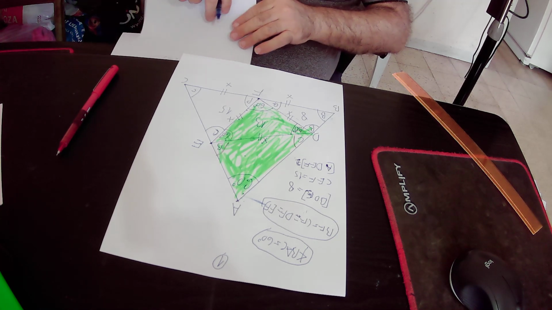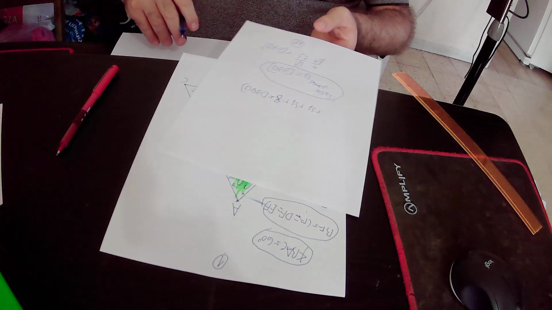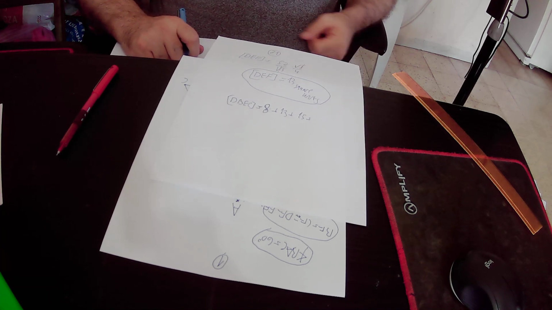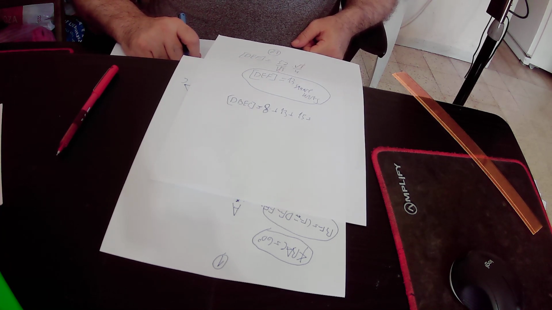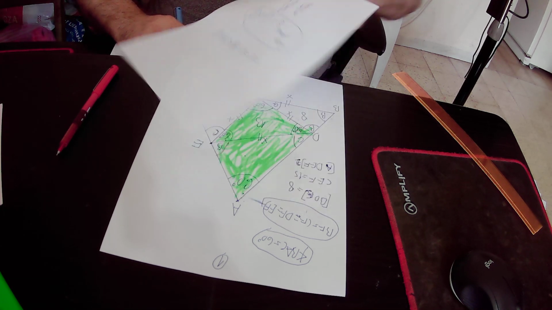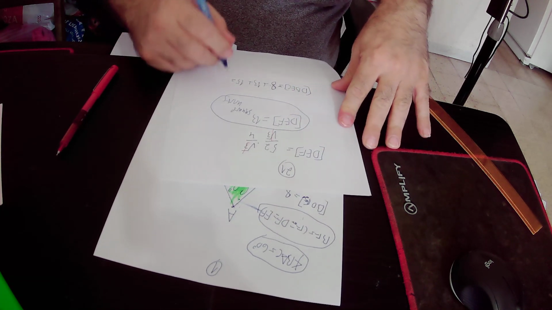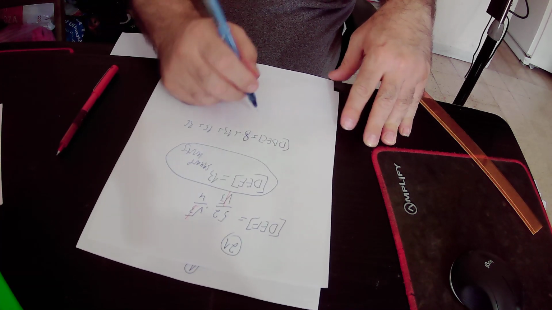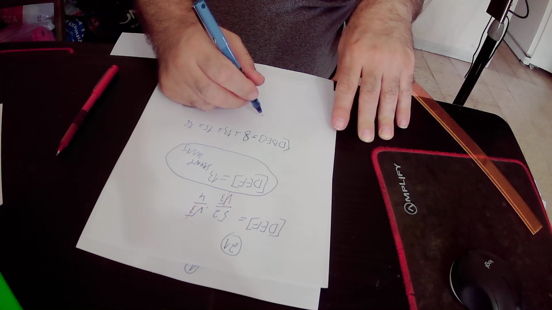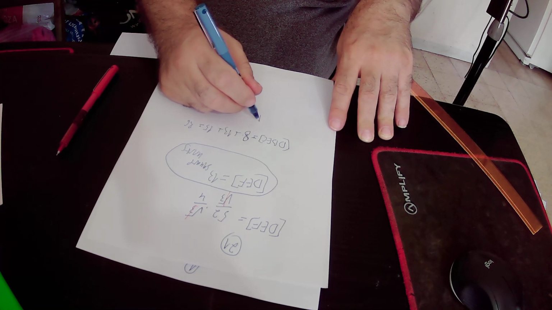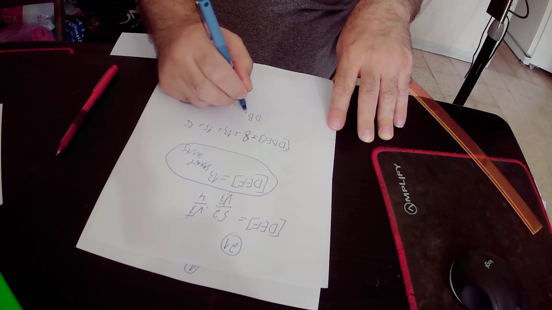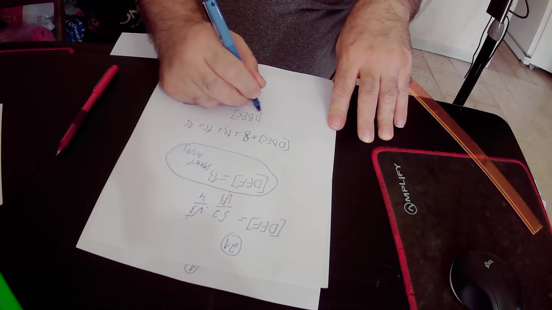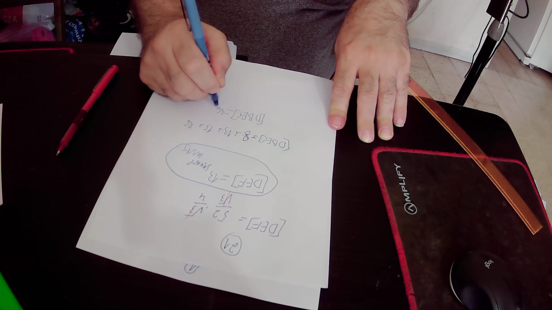Okay, so the area of quadrilateral DBEC equals to 8 plus 13 is 21, and 21 plus 15 is 36 square units. The area of quadrilateral DBEC equals to 36 square units.